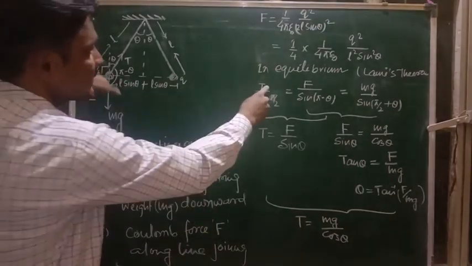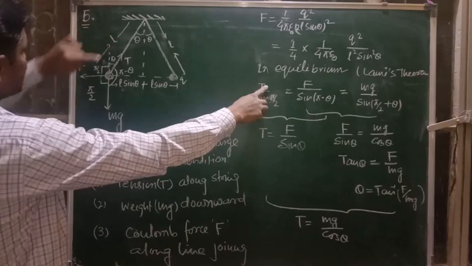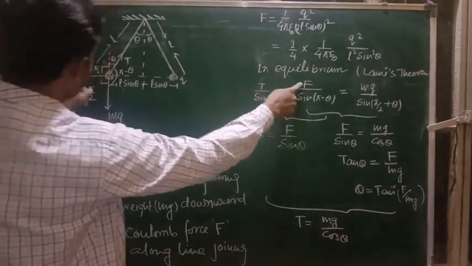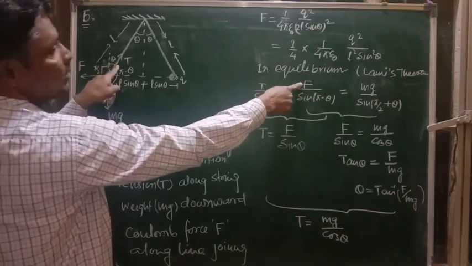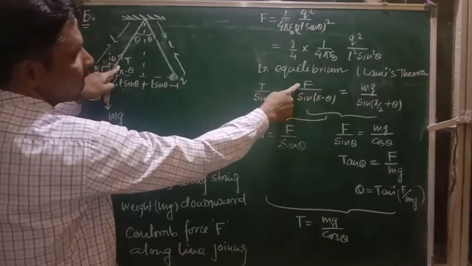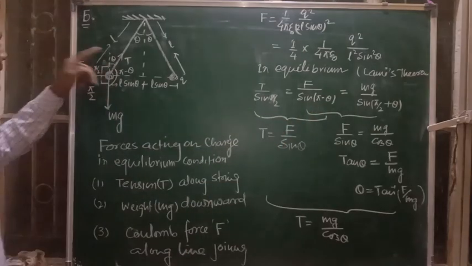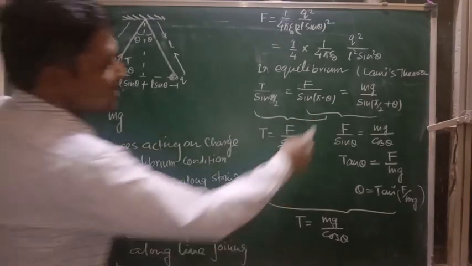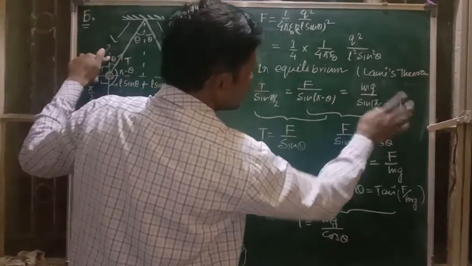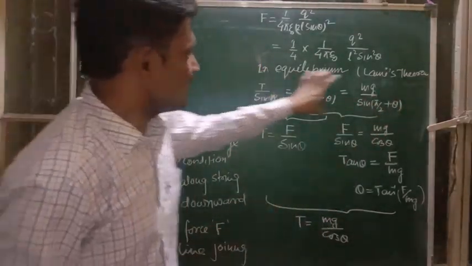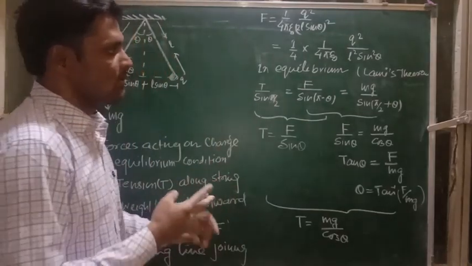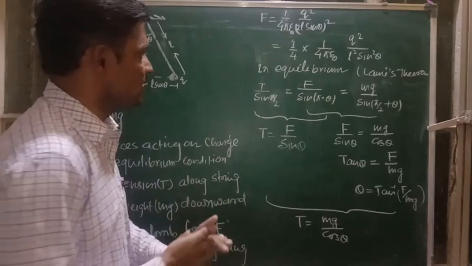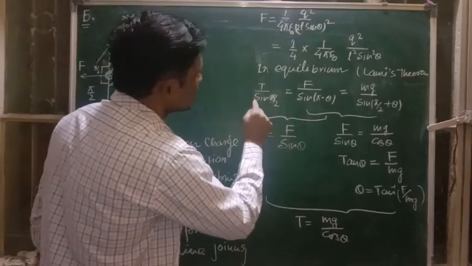Now T and its vertically opposite angle is pi by 2, so T by sine pi by 2. F, and its vertically opposite angle is pi minus theta, so F by sine pi minus theta. And mg, its vertically opposite angle is pi by 2 plus theta, so mg by sine pi by 2 plus theta. So here is the equation, and using any two at a time you can have one equation. So first of all let us take this and this one.